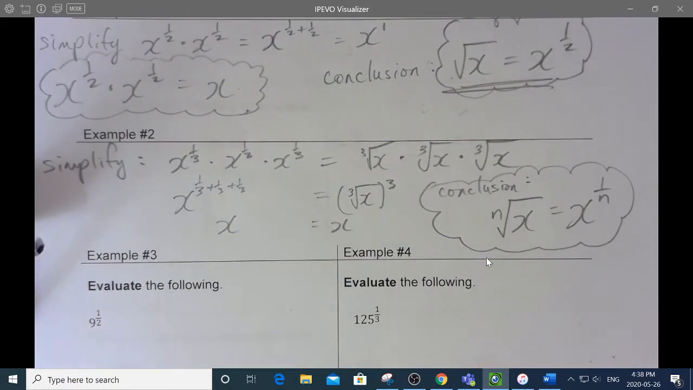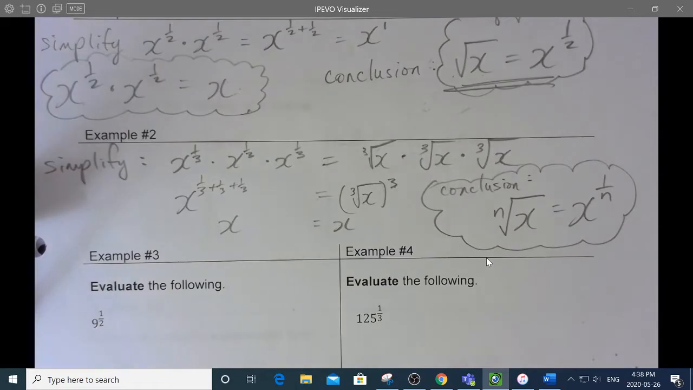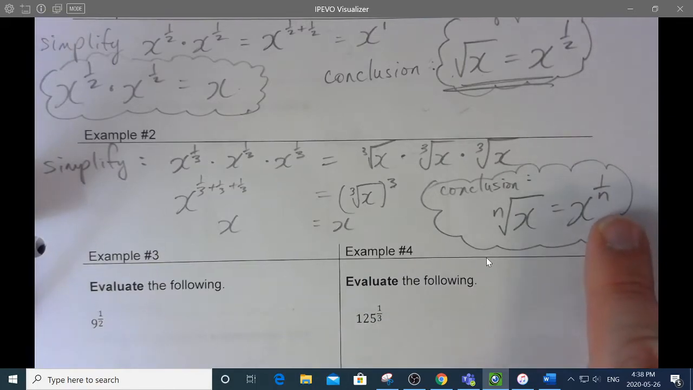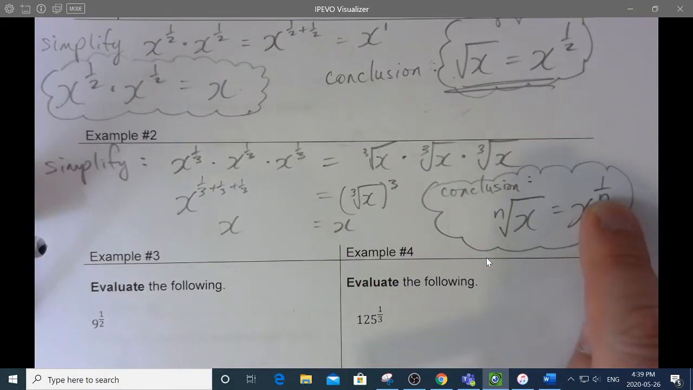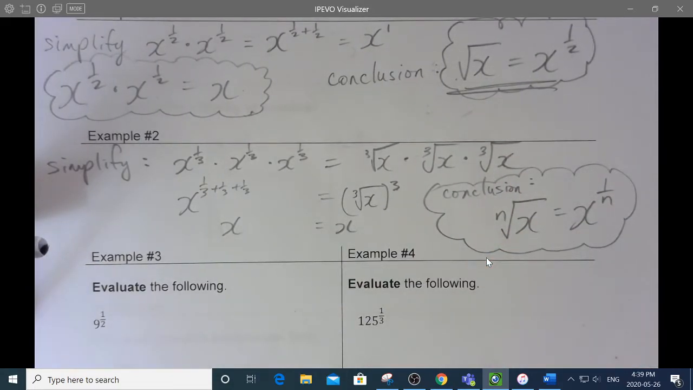And that's the power rule they didn't teach you in grade 9, unless you were in the honors class. This is the fractional exponent rule. So an exponent of 1/2 is a square root, an exponent of 1/3 is a cube root, an exponent of 1/4 is a 4th root, etc., etc.